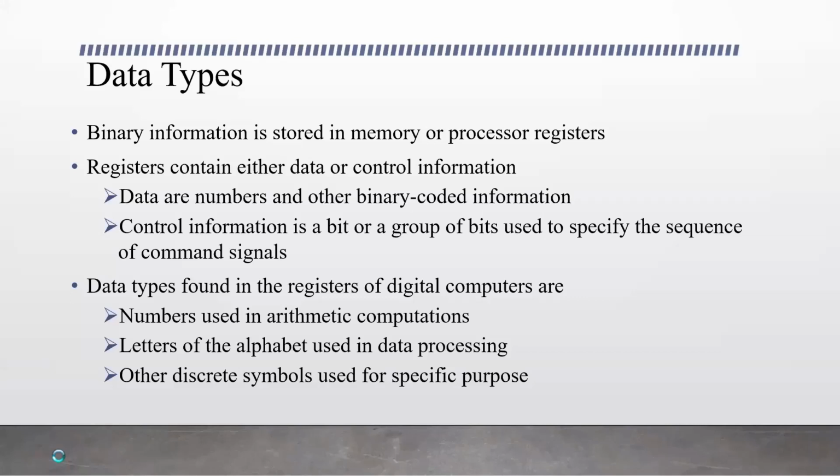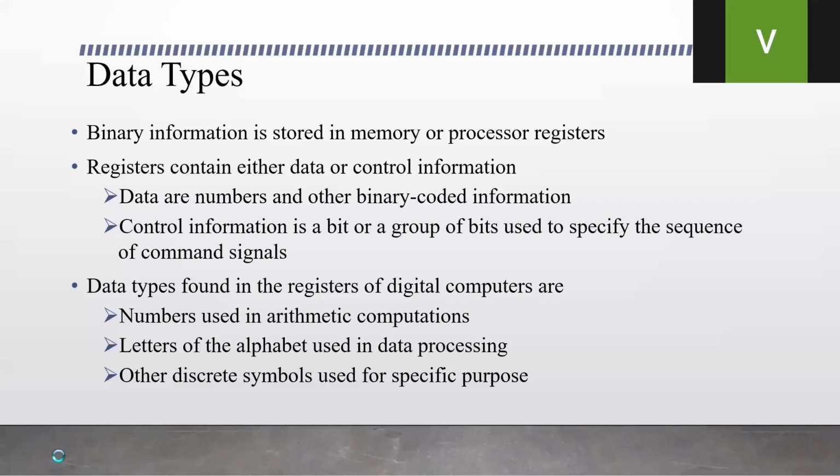As we discussed, the processor also has registers. Data is stored temporarily in the registers of the processor, or it can also be stored in the main memory of the computer in the form of bits. These registers may contain data we need for processing, or they may also contain control information. Data is any kind of data like numbers, letters, or special symbols. Control information is the group of signals that give commands. The control unit sends command signals, and these control signals are stored in the registers.